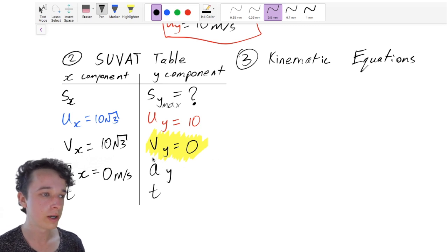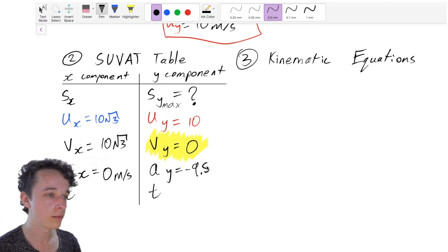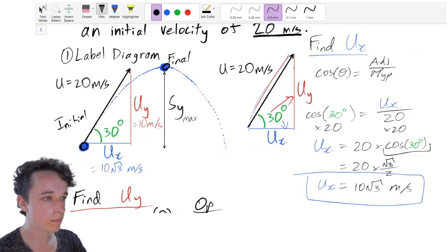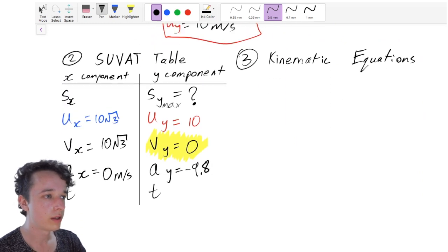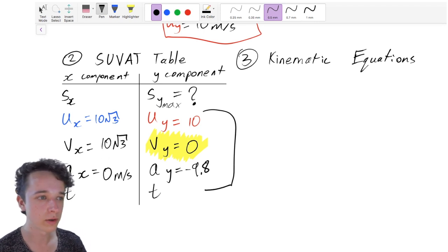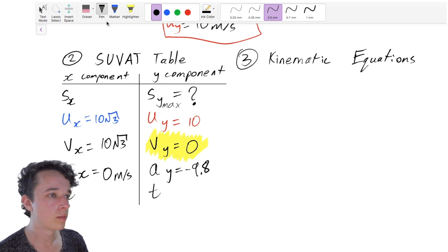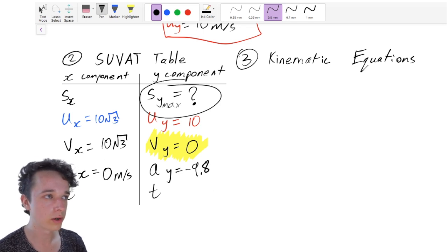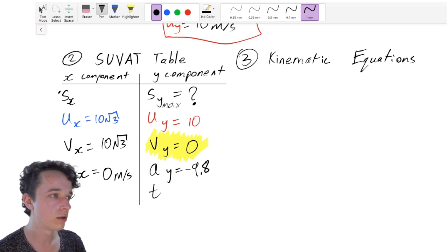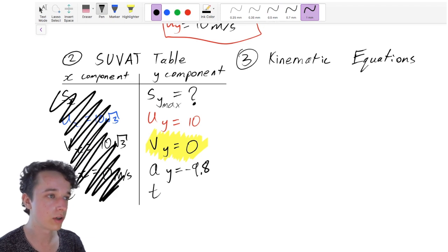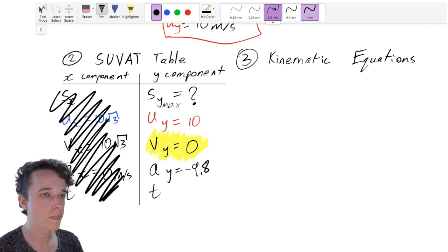Okay, so what's the acceleration in the y component? Well, that is negative 9.8 meters per second squared. And do we know t? No, we don't know t. So remember, the thing we're trying to find is the maximum height, as denoted by sy max. And we have 3 other pieces of information for the y component. Because the thing that we're trying to find is in the y component, I'm just going to ignore all of this stuff because we're not actually going to need it for the question.